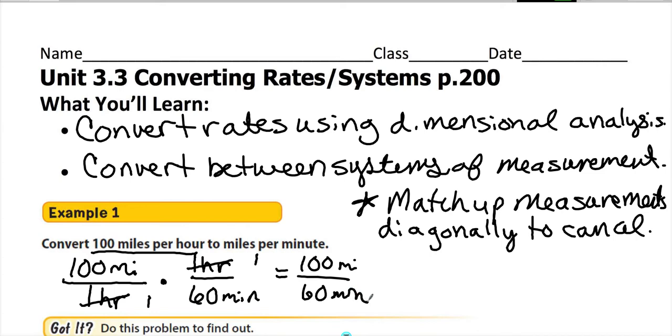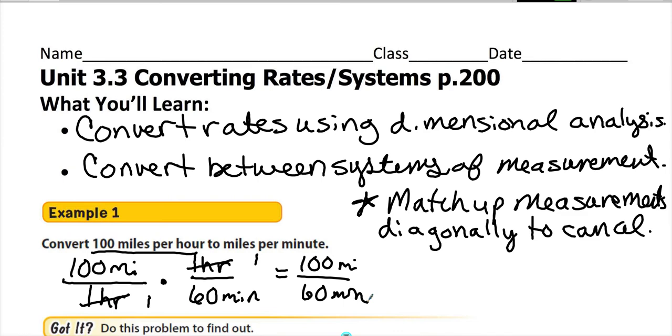Then we're going to go ahead and divide that. So we're going to type in 100 divided by 60. Yes, I realize we could have canceled on that one. It's just easier to do it at the end this time. It gets a little bit weird if you try to cancel out in the middle of the problem.